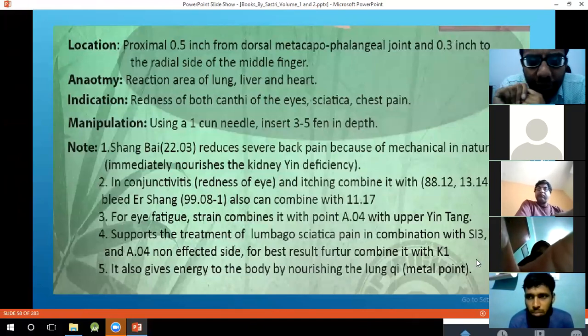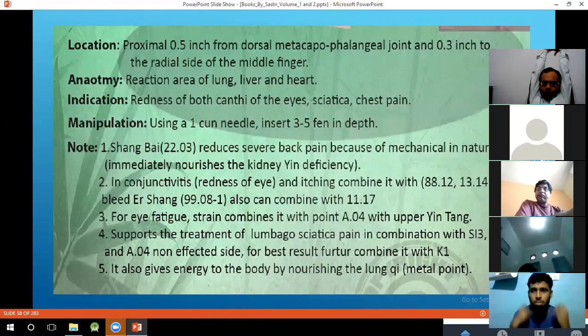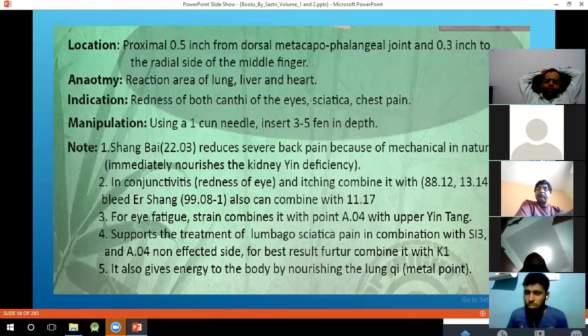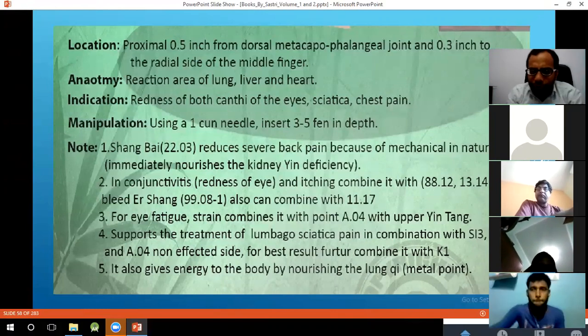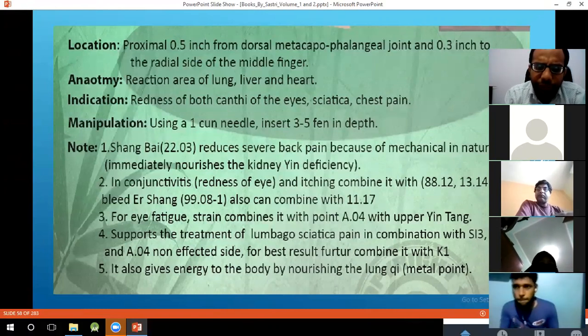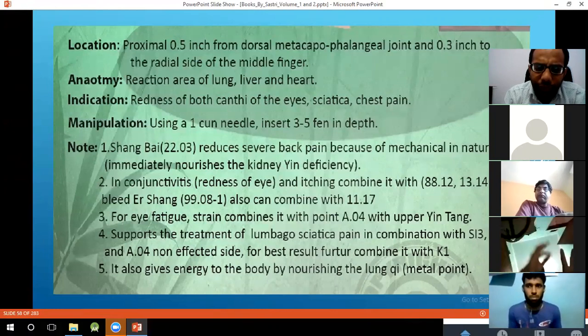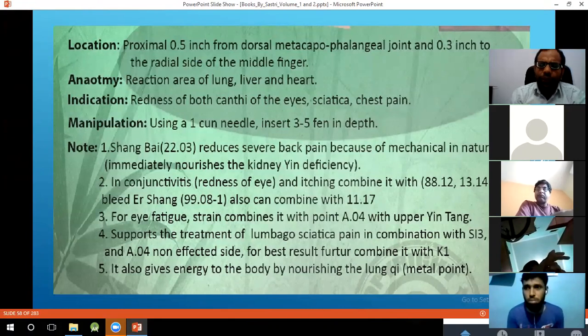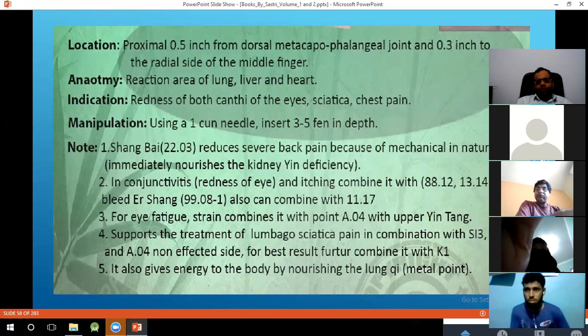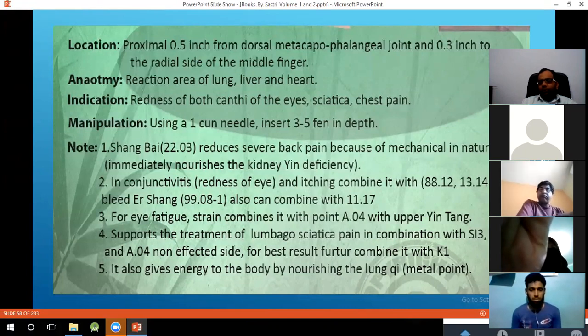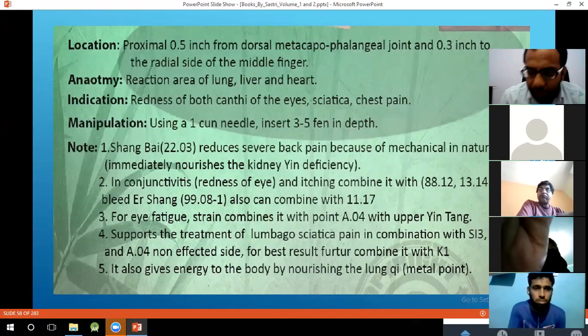So 22.03 in combination with 88.12, 13 and 14 with 22.02, creating two dharmas, 11, 12 and 13, it helps you in conjunctivitis and itching. And then 99.08. No, it's okay, 12, 13, 14 is enough with 2 and 3. So if you are affected with zhongbai, combine it with LI3, 22.03 and 4 on one hand and combine it with zhongbai, SI3, LI3 and 8.04, in a patient you get immediate relief of sciatica. So that is also a very good treatment for this.